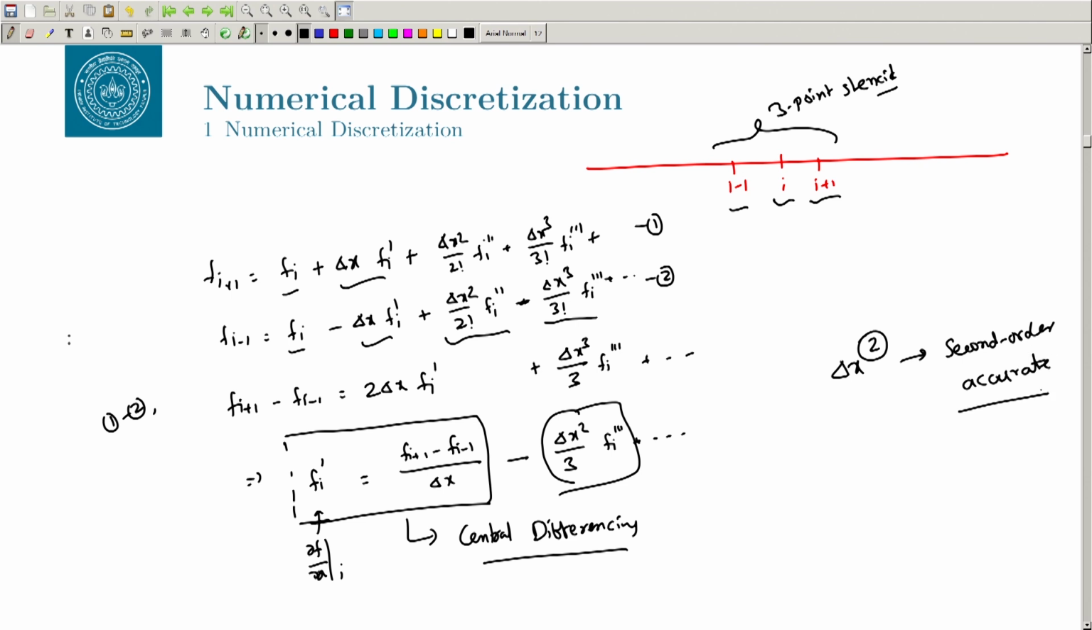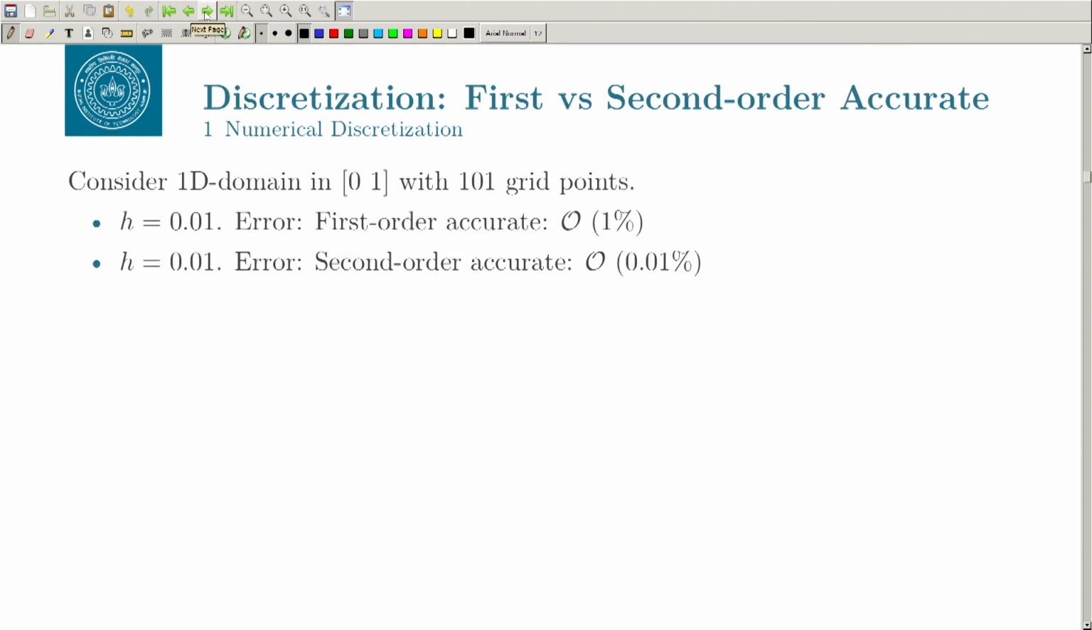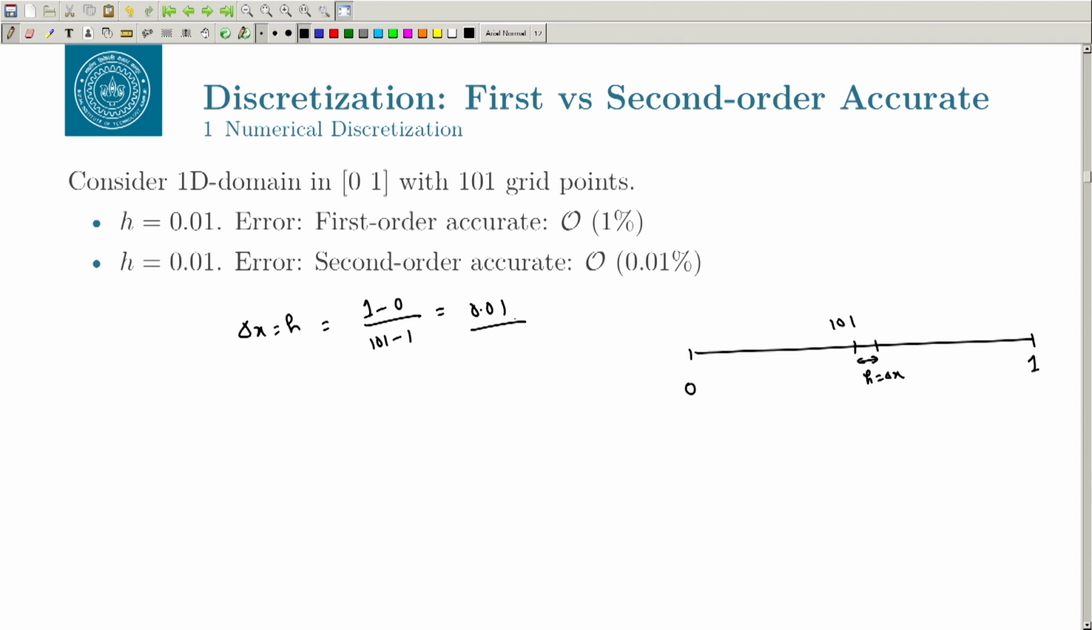And how does it matter? I want to give you an example. Let us say you have a 1D domain with 101 grid points that we already took. This is 0 to 1, 101 grid points. So, your delta x or h, I will use h and delta x interchangeably. So, this distance is h or delta x, right. Because you have 1 minus 0 by 101 minus 1, right, n minus 1. So, that will be 0.01. So, delta x is 0.01.